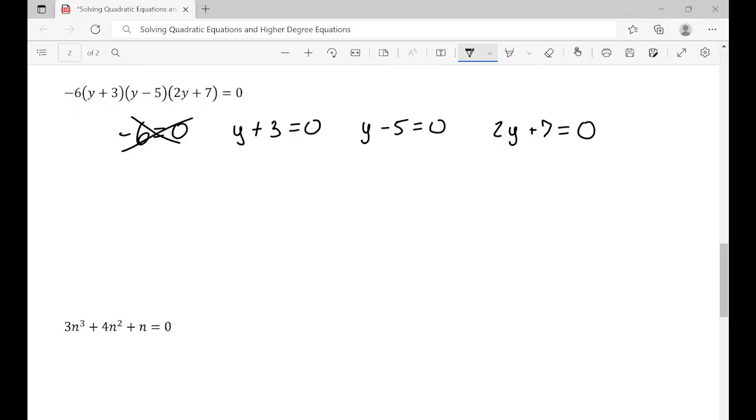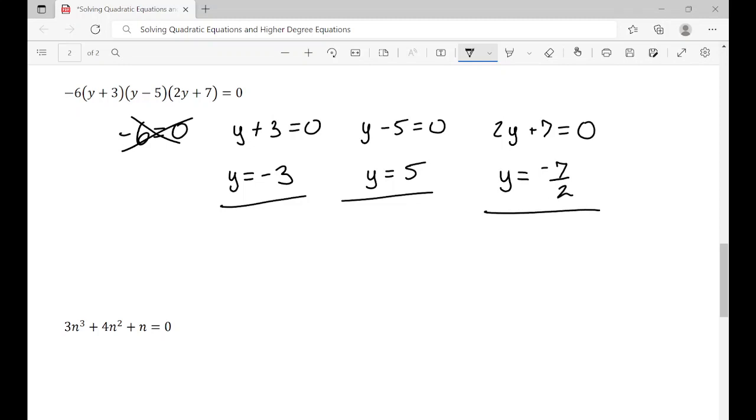So subtract 3 over, y equals negative 3. First one done. Second one, add 5 over, so y equals 5. Second one done. Third one, I'm going to subtract 7 over and then divide by 2. So y equals negative 7 halves. Third one done. And so this equation actually has 3 solutions, instead of the last couple that have only had 2.